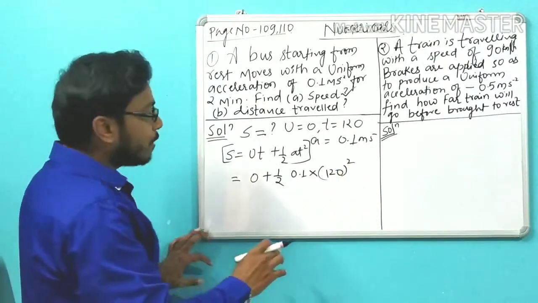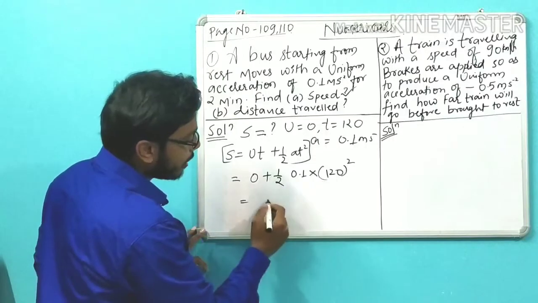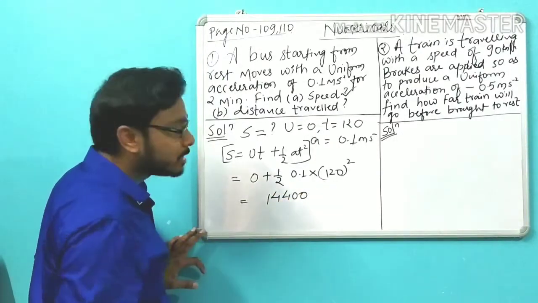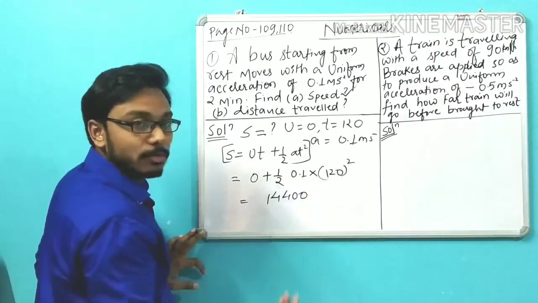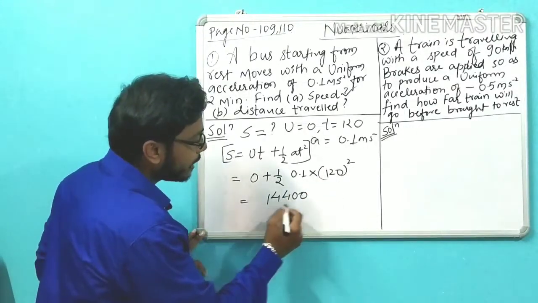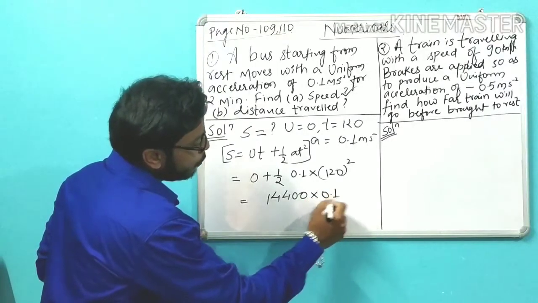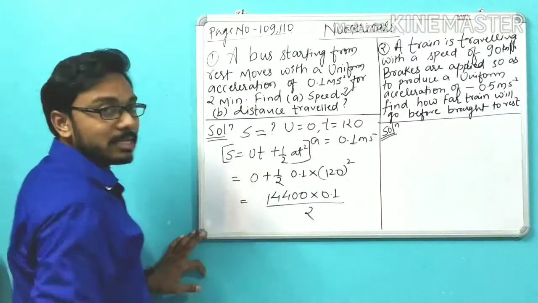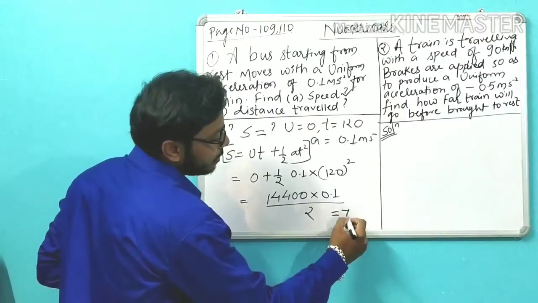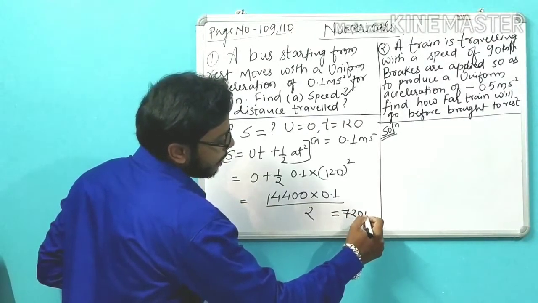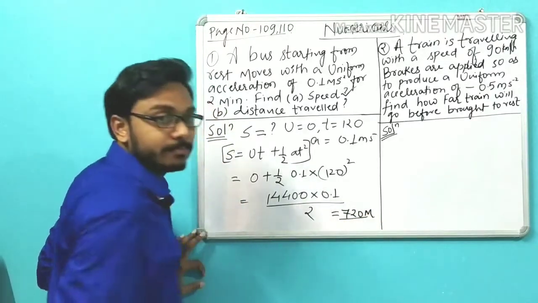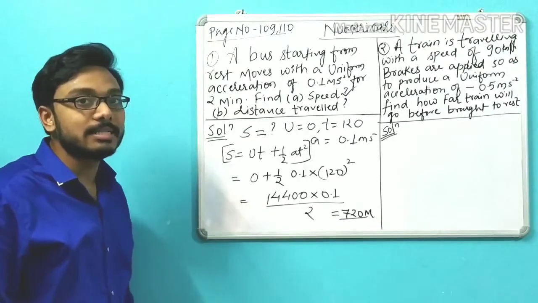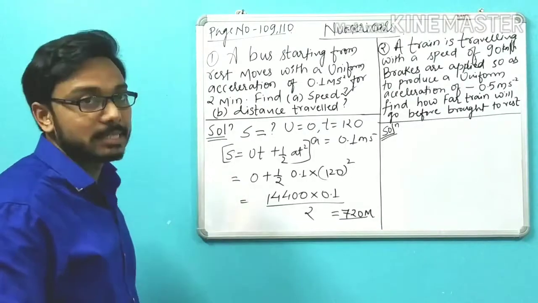When we find the square of 120, 12 square is 144, so this is 120 square into 0.1 upon 2, this 2 will come below. After solving this, we are going to get 720 meter. So this is the distance traveled. 720 meter is the distance traveled by the bus.